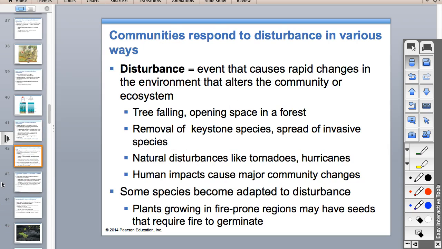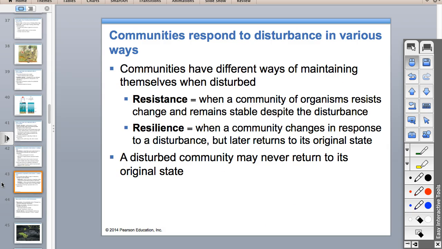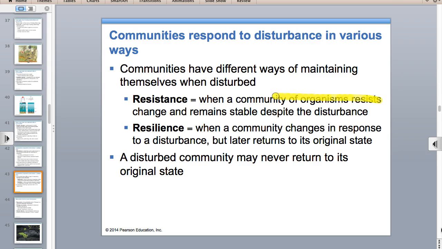All right, disturbance. So a disturbance could be something like a tornado, hurricane, fire. Some ecosystems are pretty resistant. Some are not. But resistance and resilience, we're just really talking about how well ecosystems can handle disturbances and how well they bounce back.